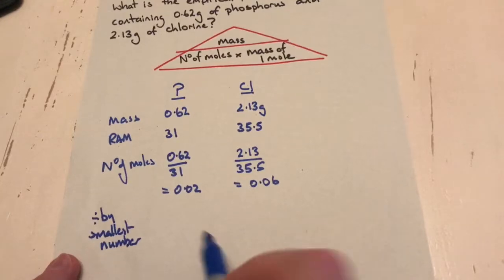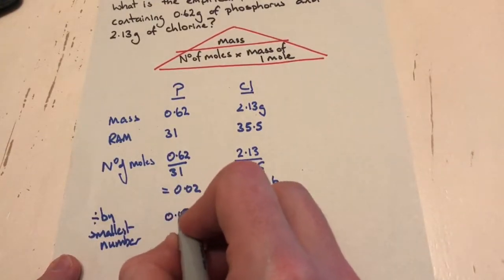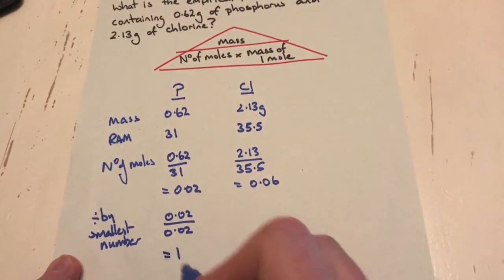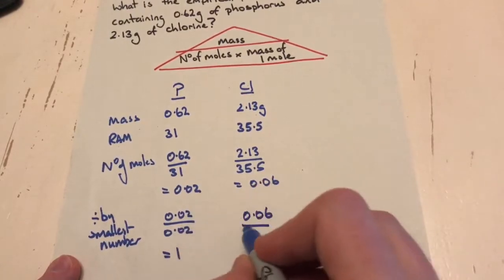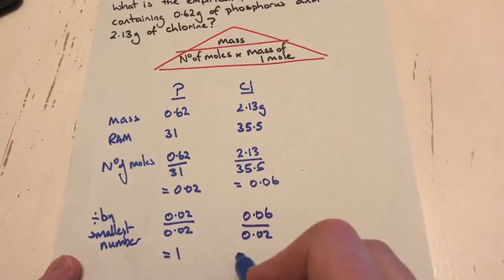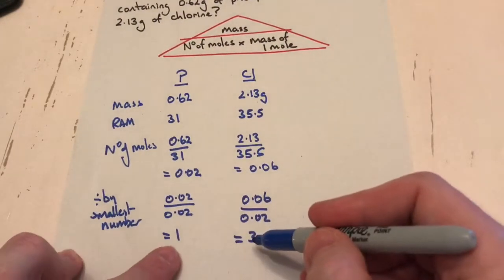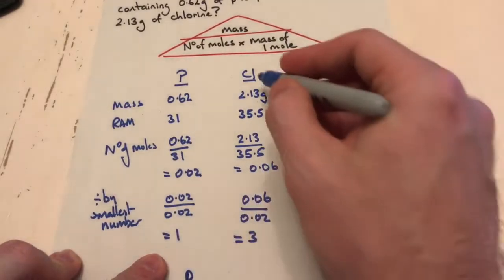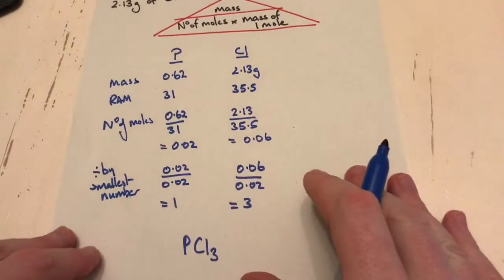Okay, so the smallest number of these two numbers here is 0.02. So I do 0.02 divided by 0.02, and that's going to equal 1. And this side I've got 0.06, so divide by the smallest number, 0.02, that's going to equal 3. So these now are my ratios. So phosphorus is 1, chlorine is 3, so my empirical formula is PCl3.